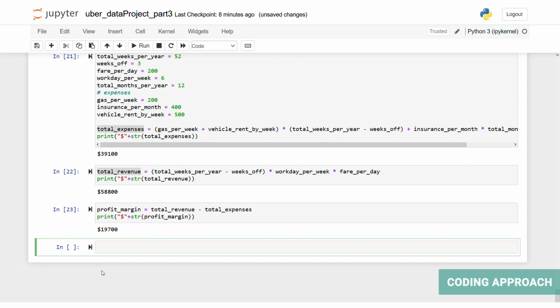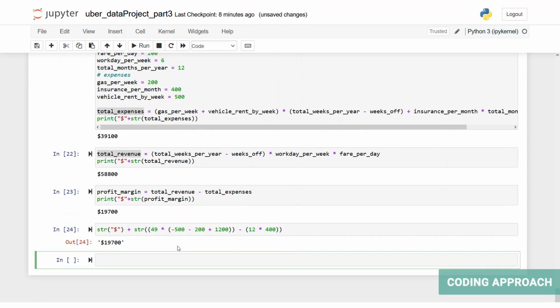Let's say you want to write it all in one line, right? In this approach, we will simply do the calculation by adding the variables to the expenses and revenue. Of course, we add a $ sign at the beginning of the code and convert the number into a string. Let's write the answer, and here it is. There we go.